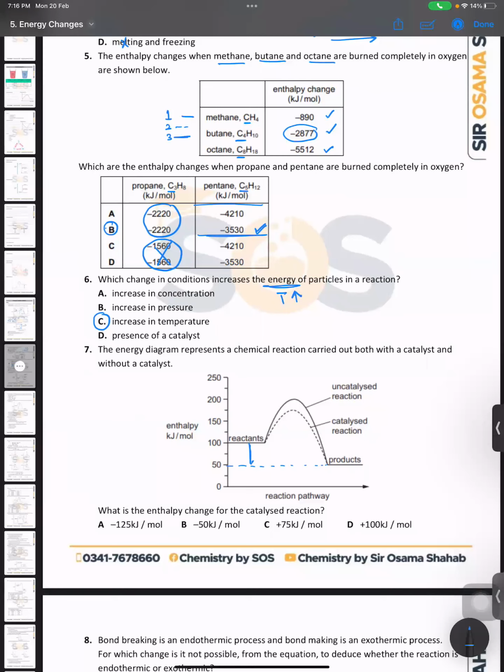So what should be the right answer? And head of the arrow should always be towards product, so it is downward, and we know that whenever the head is downward, it is always negative. So what should be the right answer? 100 minus 50 will give you 50, and it is exothermic reaction. That is right as B. Right, बच्चों? Right sir.